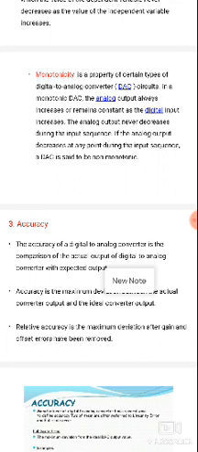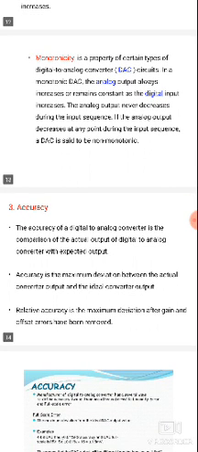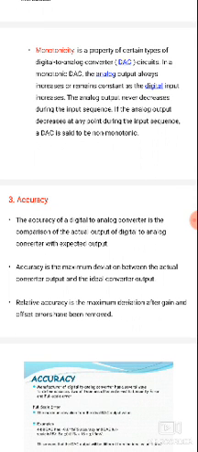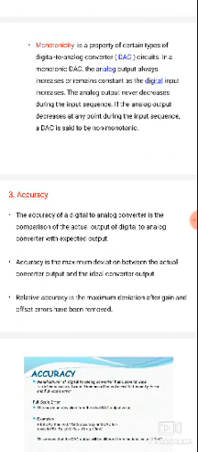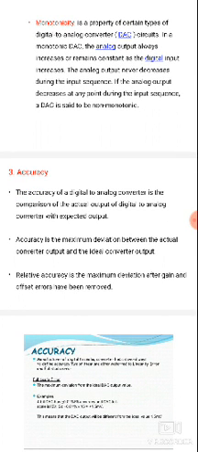Monotonic means the analog output follows the digital input, and the analog output increases as the digital input increases. The analog output is constant or increases with the digital input, whereas when the analog output decreases, the circuit is non-monotonic. If the analog output is constant or increasing, the circuit is called monotonic. If the analog output decreases, the circuit is called non-monotonic.